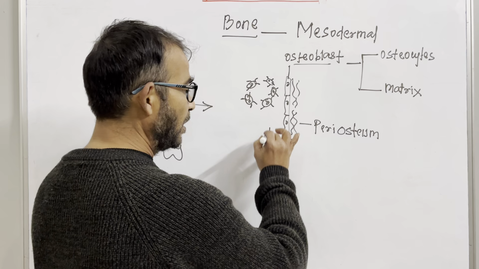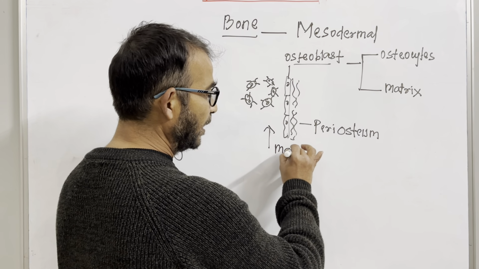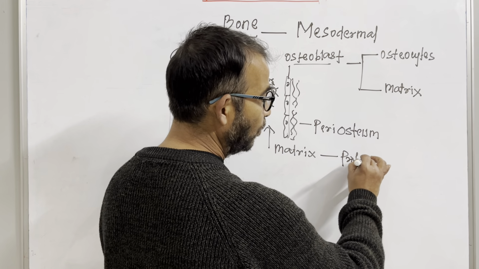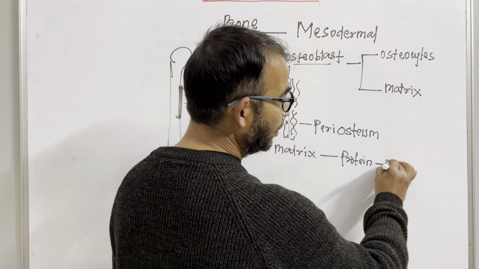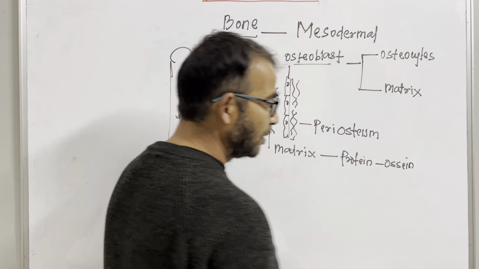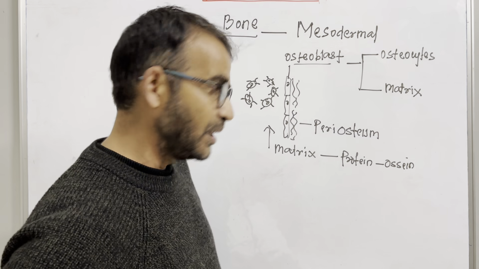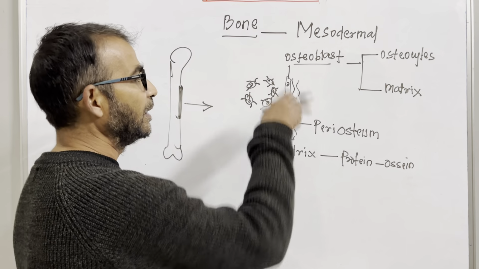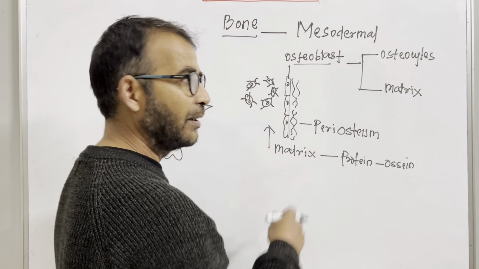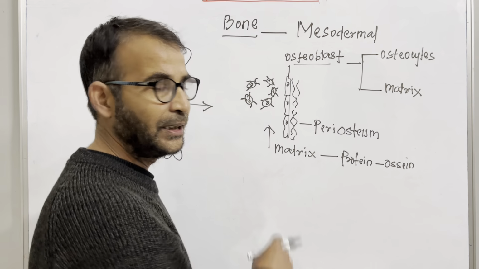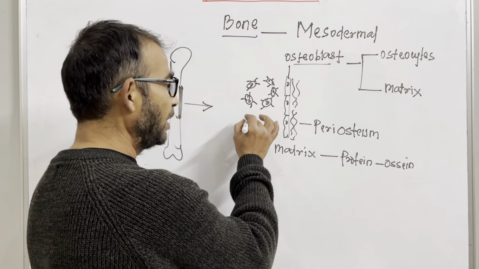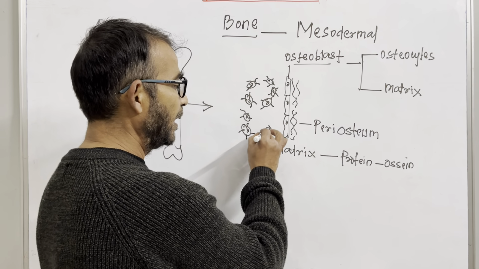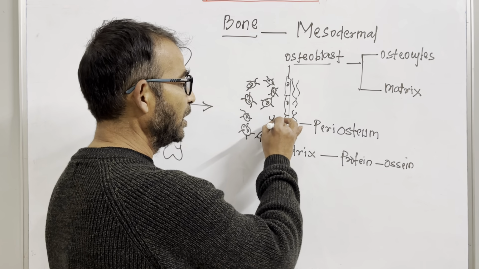What is matrix? The matrix is basically made up of proteins. Bone contains a special protein called ossein. So ossein protein makes the matrix of the bone. This is the organic substance present inside the matrix. The matrix is laid in layers, layer upon layer. We are showing just one kind of concentric lamellae here. Many such ring-shaped structures are formed inside.